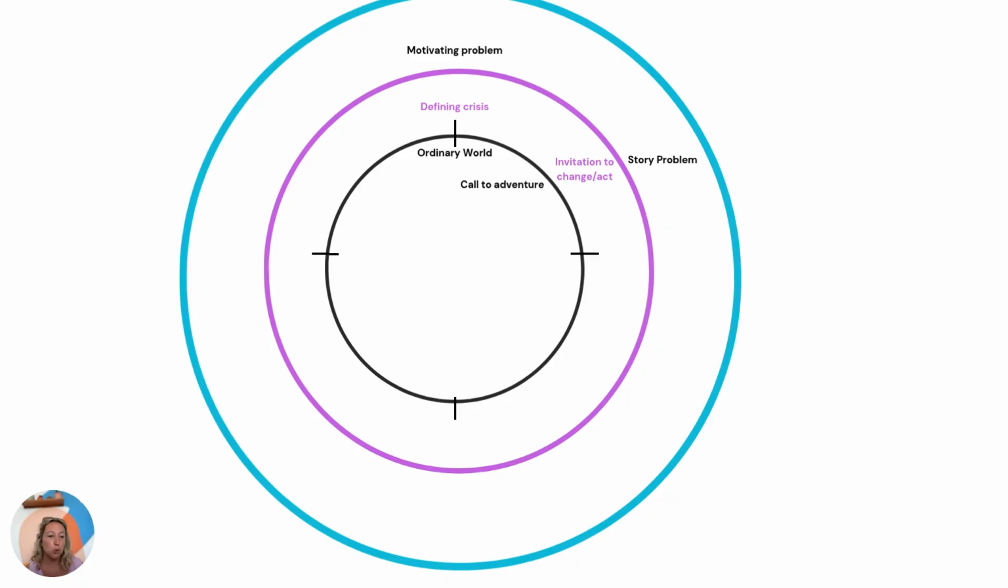And then we have the story problem. So this is where that is starting to be introduced. So we hear about the White Witch, who's going to be our villain, and defeating the White Witch is our story problem. Have we gotten any detail on that at this point? Not really, but it's there.